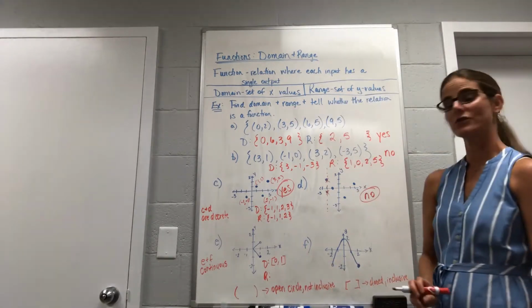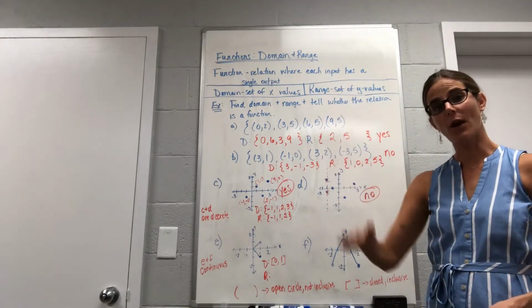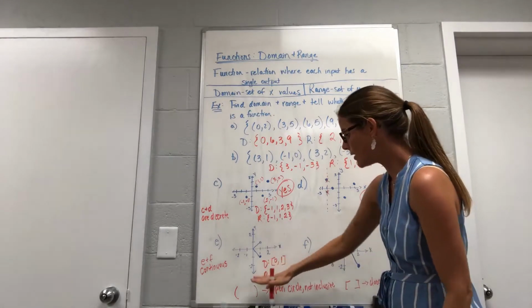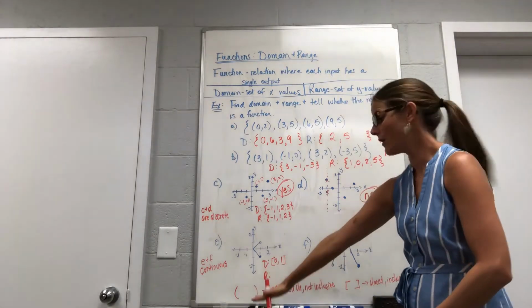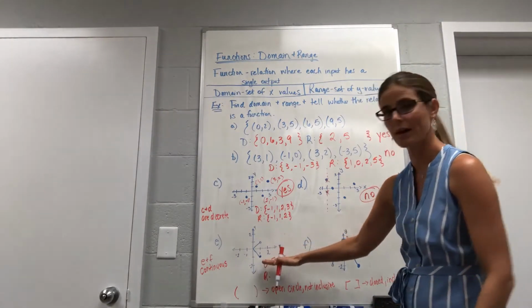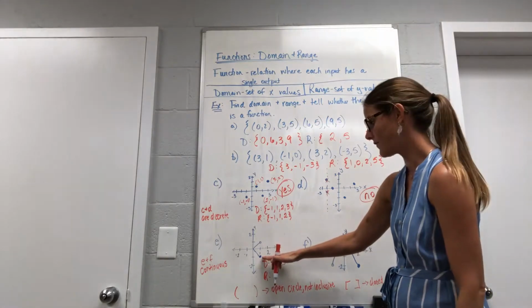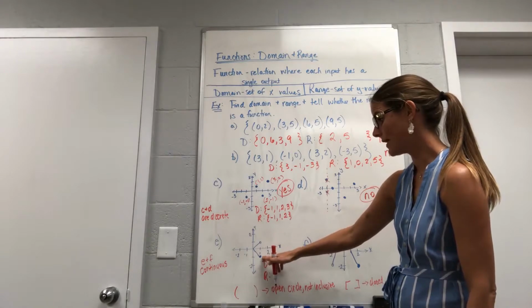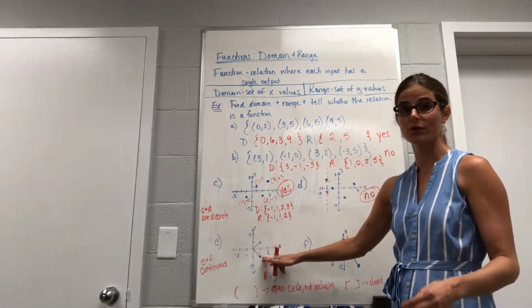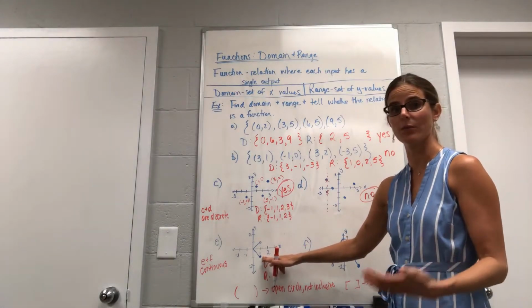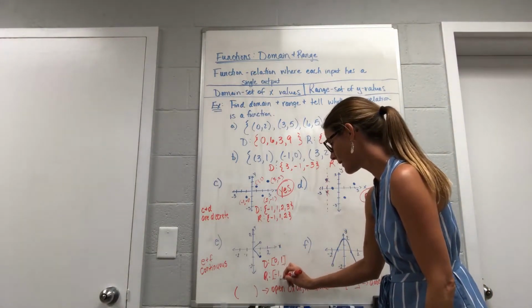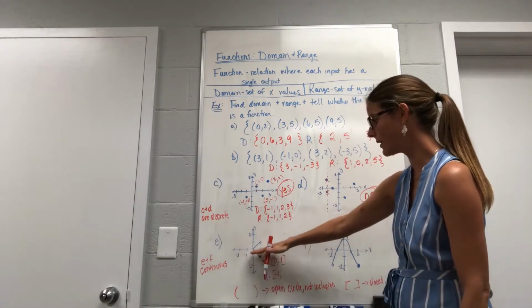All right, for the range you're looking at your y values, so you're going up and down your vertical axis. So if you start down here from infinity, and you go all the way up, the first point that we see on this graph has the y value -1. So we're going to start at the -1. It is a closed circle, so that means it includes that -1 as part of the range. So we're going to have a bracket and start with -1.